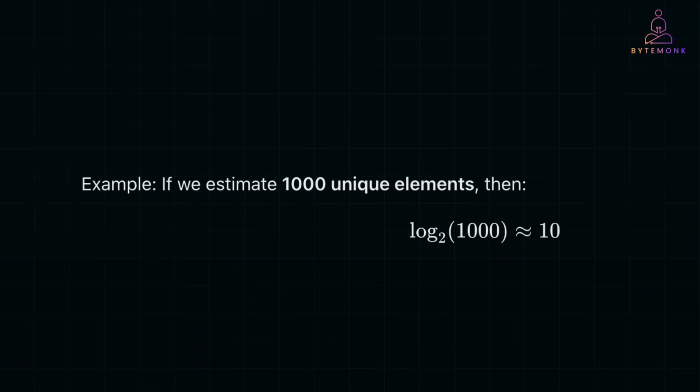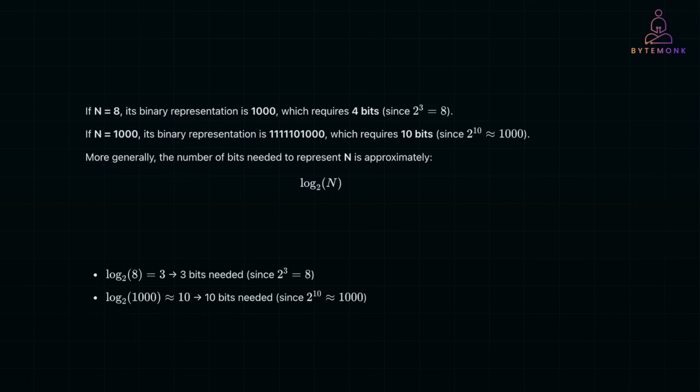For example, if we estimate 1000 unique elements, then it would be log of 1000 base 2, which is 10. This means we need about 10 bits to store the number 1000 in binary. If n is 8, its binary representation is 1000, which requires 4 bits, since 2 power 3 is equal to 8. And if n equal to 1000, its binary representation requires 10 bits, since 2 power 10 is equal to 1000.